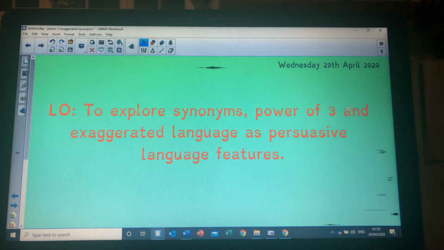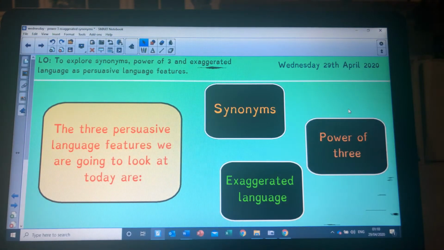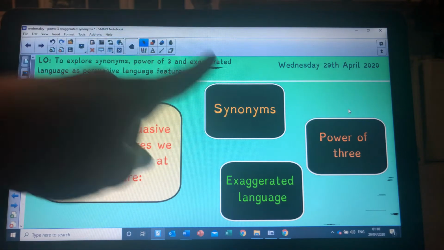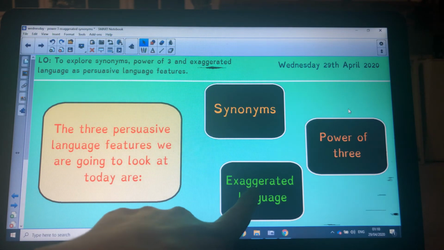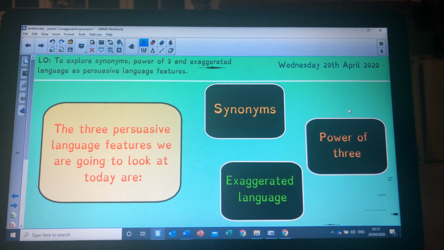Our LO today is to explore synonyms, power of three, and exaggerated language as persuasive language features. So the three persuasive language features we're looking at are, let's just break down the LO, synonyms, power of three, and exaggerated language. So let's have a look at what all of those are. Let's break that down even more.